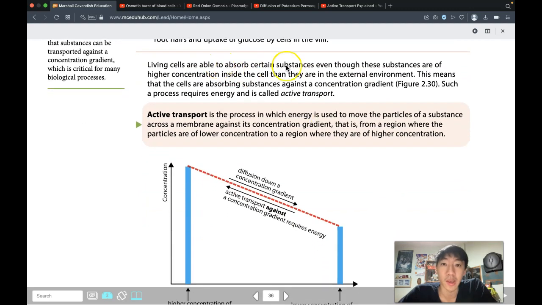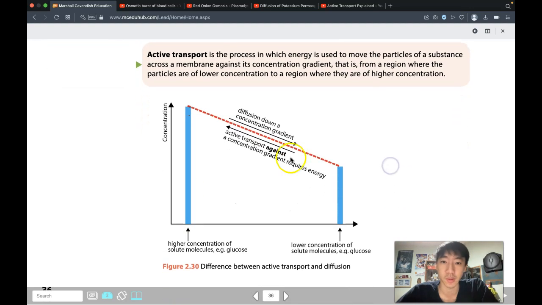So living cells are able to absorb certain substances, even though these substances are of higher concentration inside the cells than they are in the external environment. This means that the cells are absorbing substances against a concentration gradient. Such a process requires energy and is called active transport. Okay, let's look at the picture first.